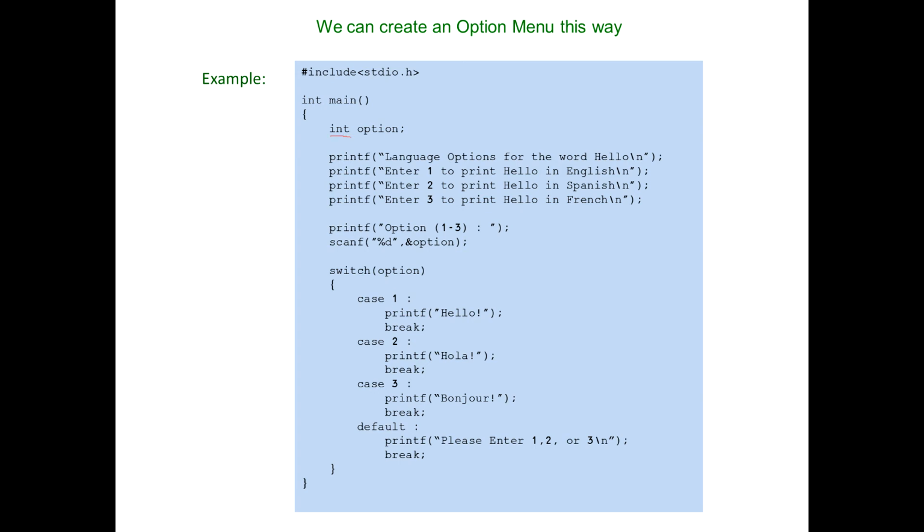So now that variable is being checked. If option is 1, then we print hello. If option is 2 or 3, then we will print hello in the appropriate language.